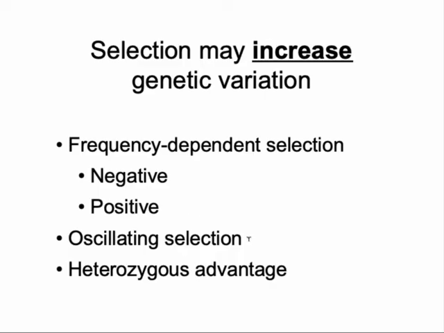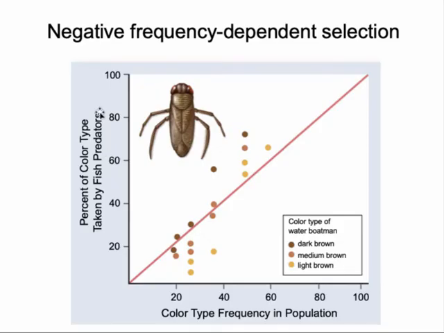Oscillating selection is when the direction of selection changes, and this is for external reasons. So you might favor individuals with large body size sometimes, and then other times you would favor individuals with smaller body size because something in the environment is changing that is favoring different traits at different times. And the last one is the heterozygous advantage. This is when there is an advantage of being heterozygous for a trait, but being homozygous for either one is at a disadvantage.